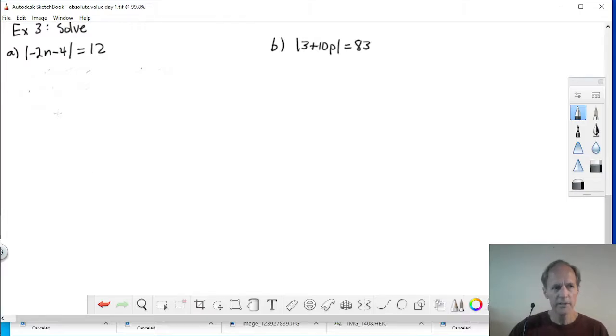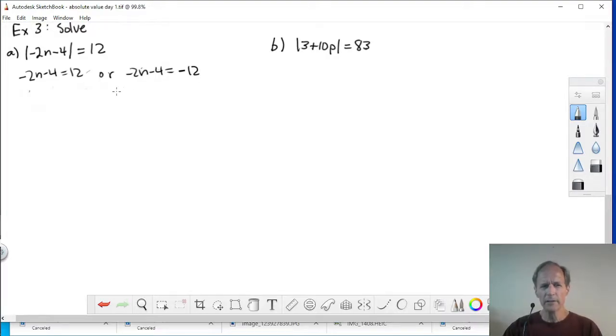So do this in a straightforward manner just like the others. The absolute value of whatever this is equals 12 means the thing inside there could be 12, or that thing inside there, write it down exactly as it is, could be negative 12.